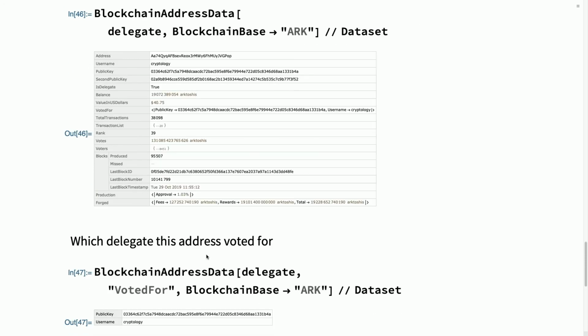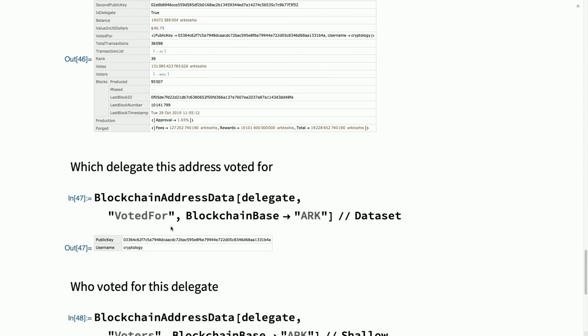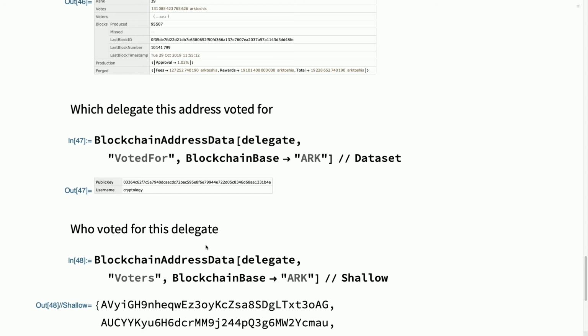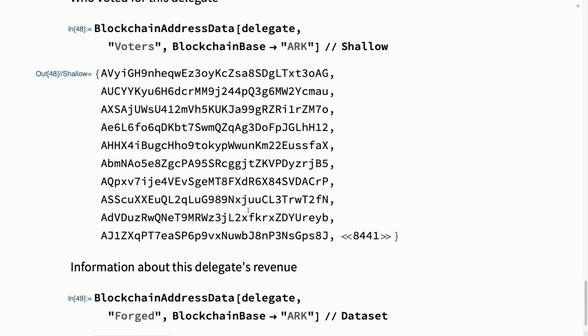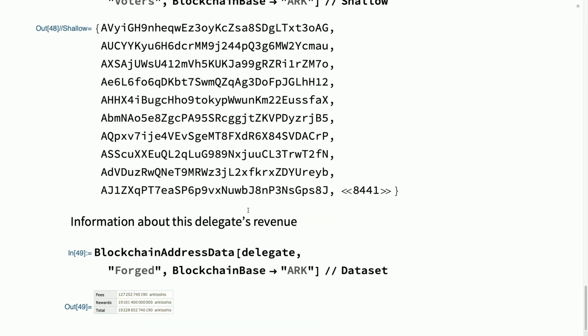We could see using the voter for field which delegate this address voted for. So in this case, obviously they voted for themselves, right? And we could see a list of all the voters, all the addresses that use that vote type transaction to vote for this delegate. Yes, a lot of transactions, a lot of addresses here. And we could also see the information about this delegate's revenue using that forged field. So this is just a summary of that. So yes, this about sums up the ARC integration for Wolfram language.